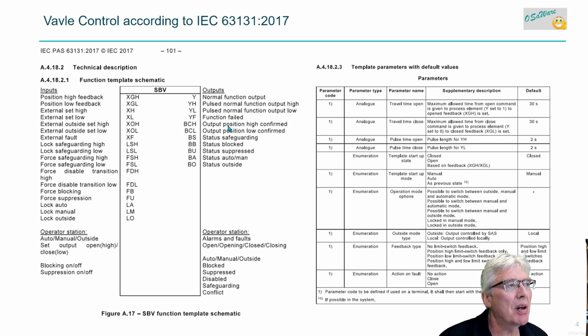The failed, binary confirmed high, binary confirmed low, binary state of safeguarding, binary state block, binary state suppressed, automatic, and outside mode. And here are some parameters that are suggested. One parameter code to be defined. If used on a terminal, it shall then start with the letter P, always P. So all the parameters, whatever you call them, the first letter should be P, and there's something here. So what do we have? Yeah, there's a traveling time, default values, pulse length, if you use those.